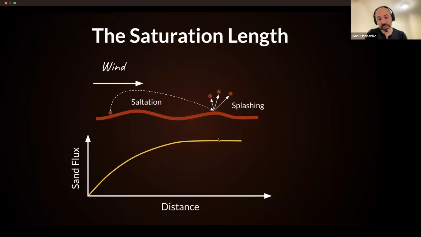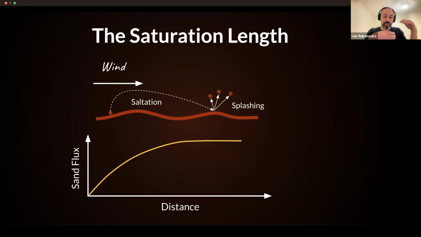However, it might be a little bit surprising that this sand flux comes to some saturation after some distance or some time. The reason for the saturation is that every time a particle impacts the erodible bed, it loses momentum. And every time more particles are splashed into the air, they increase the mass of grains entrained by the wind, which negates the stress applied by the wind on the erodible bed.